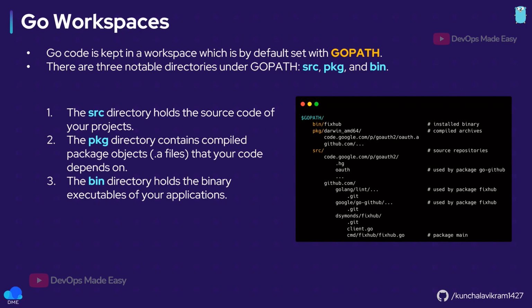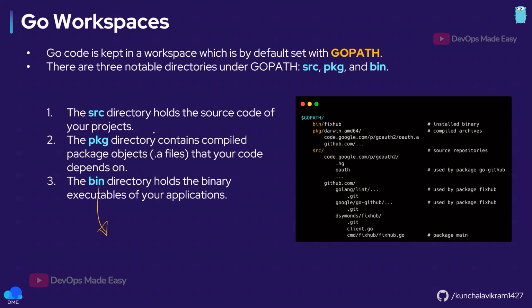We all know what a Go workspace is. Basically, Go code should be kept in a workspace, which we call the Go path. After we installed Golang in Windows, we set this Go path to a separate directory. Inside the directory, we usually have src, pkg, and bin. These are the main directories that you should have. src usually will have the source code of your projects, and whatever source code that you compile and generate the binary, that binary should be available in the bin directory.